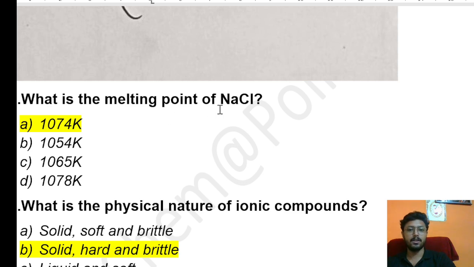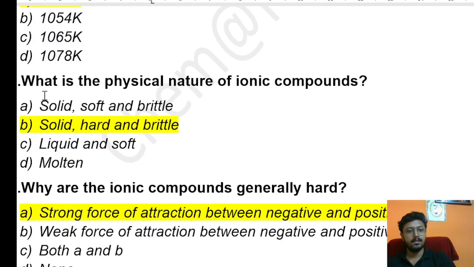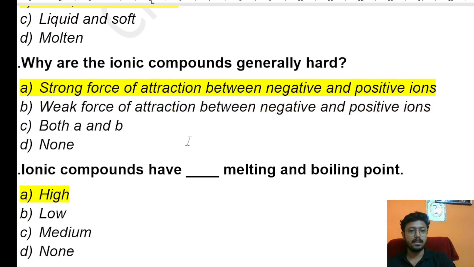What is the melting point of NaCl, sodium chloride? The right answer is 1074 Kelvin. What is the physical nature of ionic compounds? Ionic compounds are solid, hard and brittle. Okay. Now move to question number 13.